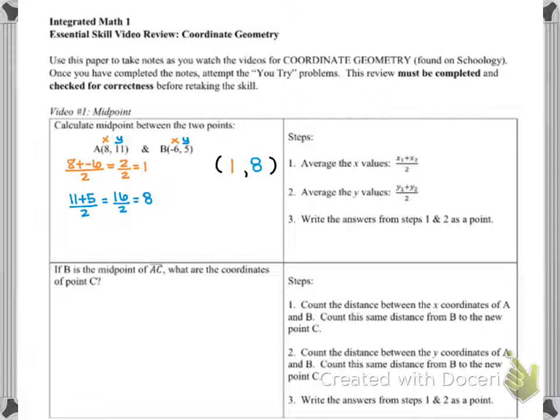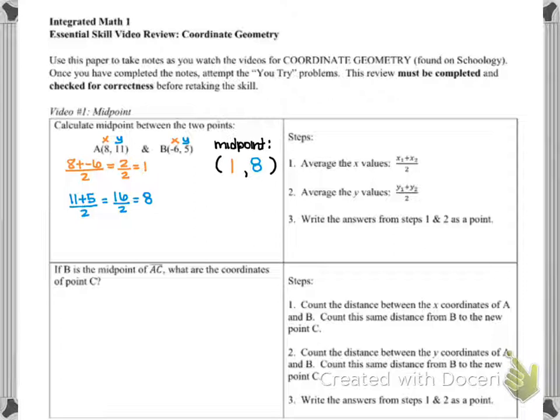So my answer over here, written as a point with my x and then my y, is my midpoint. That would be the thing that is dead center in between point A and point B if I were to put it on a coordinate plane. Okay, let's take a look at the second example here.